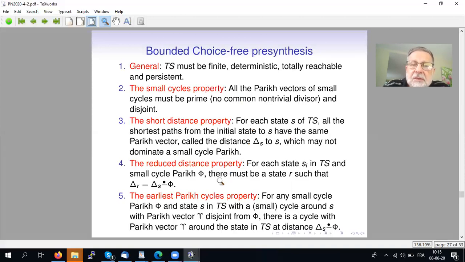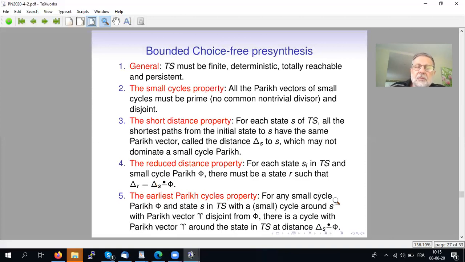Then the reduced distance property says that for each state S, not SR, in the transition system and for any small cycle parikh vector phi, there must be a state R such that the distance of R is the distance of S reduced by phi, where the reduction means simply a difference but limited by zero. If we get a negative component, then we replace it by zero.